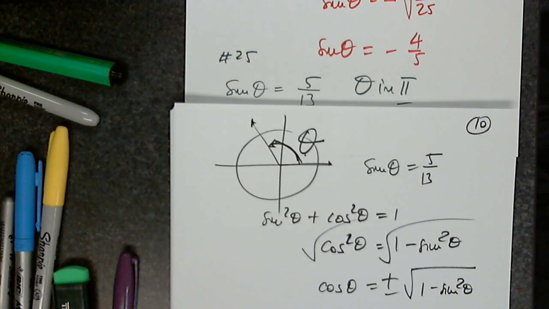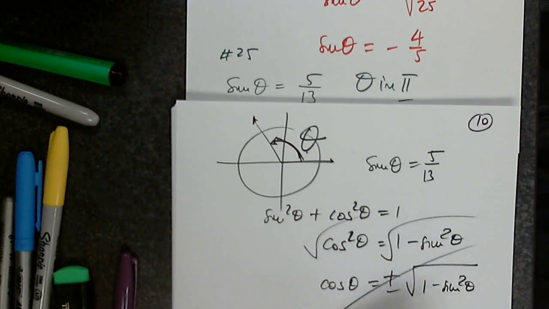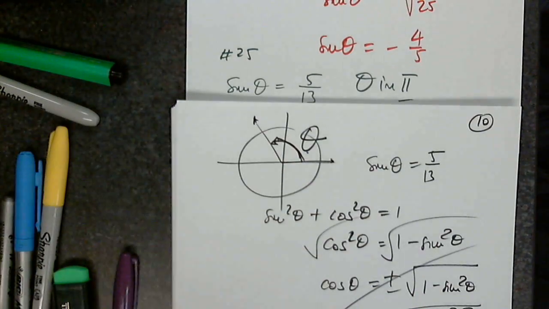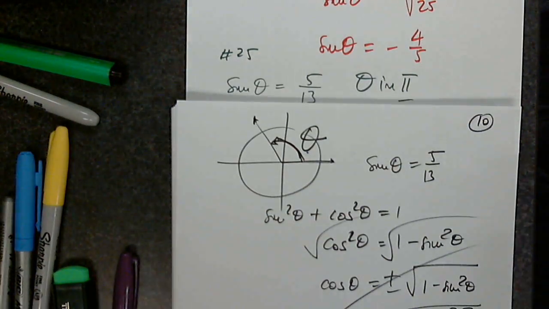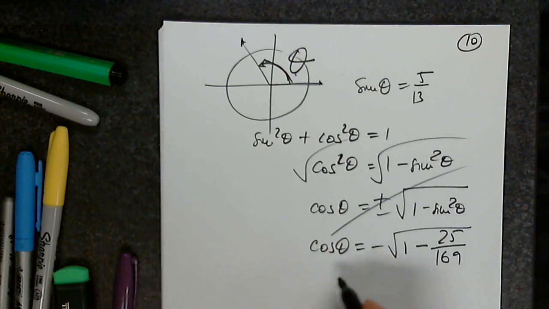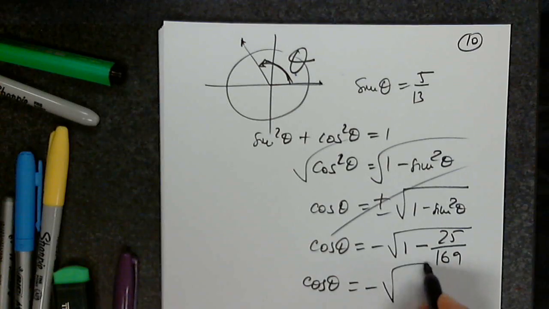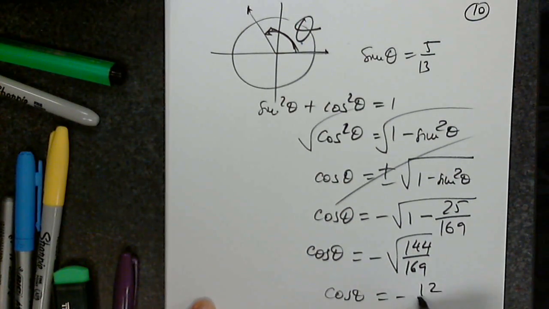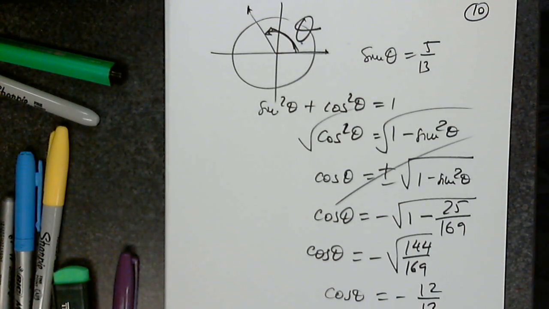So now I know that cosine is measured on the x-axis. What is the sign of cosine in the second quadrant? Negative. So then I'll say no plus or minus. Just cosine theta equals negative the square root of 1 minus 25 over 169. Because I have to square that. Then 169 minus 25 is 144. Cosine theta is negative the square root of 144 over 169. So then cosine theta equals negative 12 over 13. That's all I need. And the rest will follow in a blink.